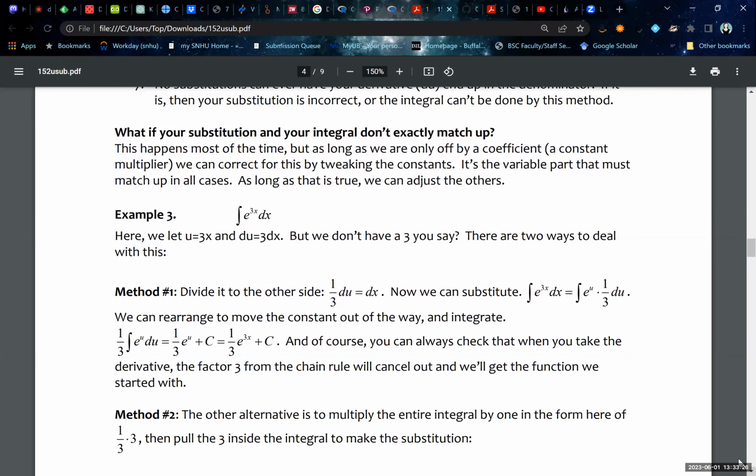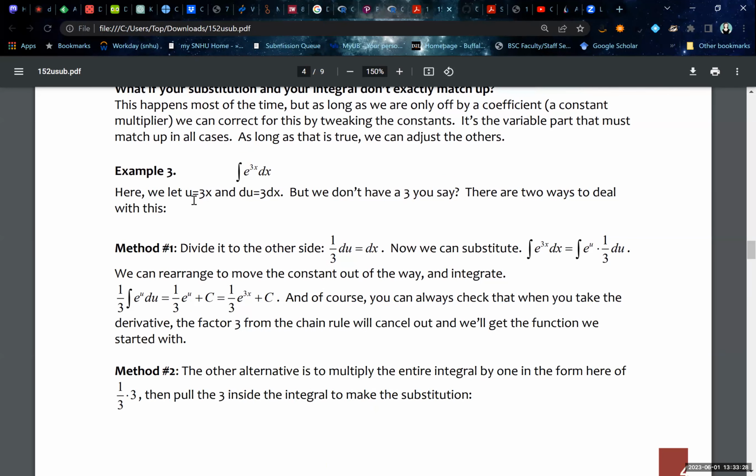Now, a couple of examples we looked at earlier, we looked at examples where the coefficients and everything matched perfectly. Like the derivative of e to the x cubed, the derivative of x cubed was 3x squared. That was already in our expression. But what if we had x squared e to the x cubed and we didn't have the 3? Or maybe we had a different coefficient. What would we do then?